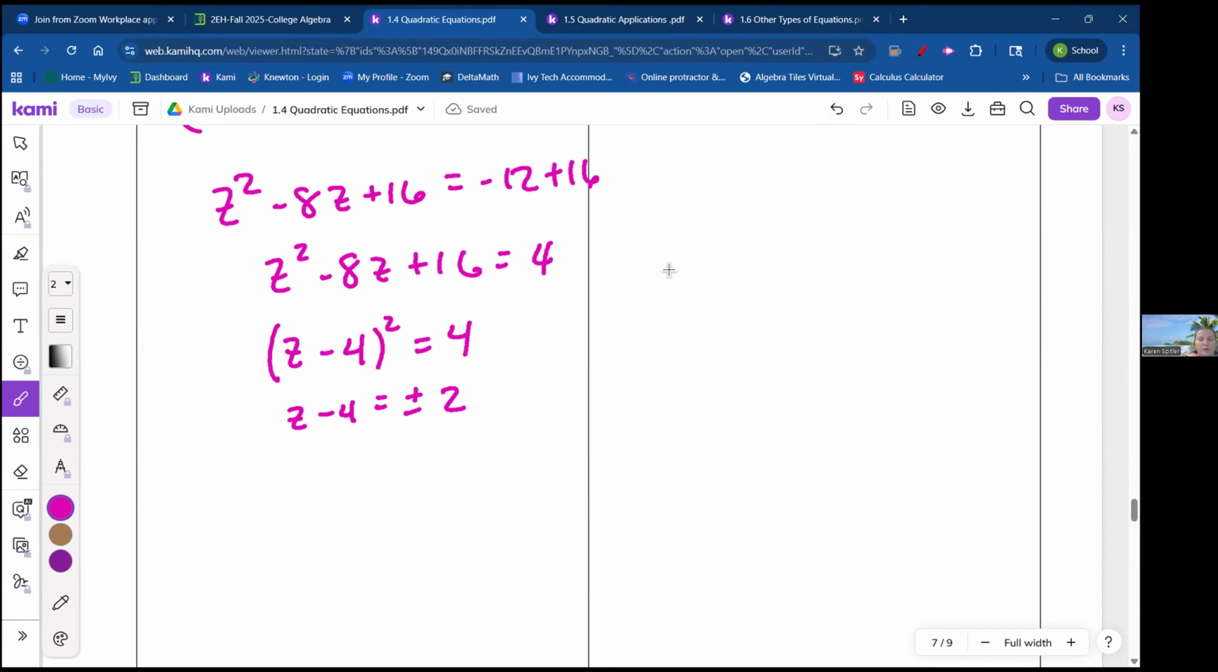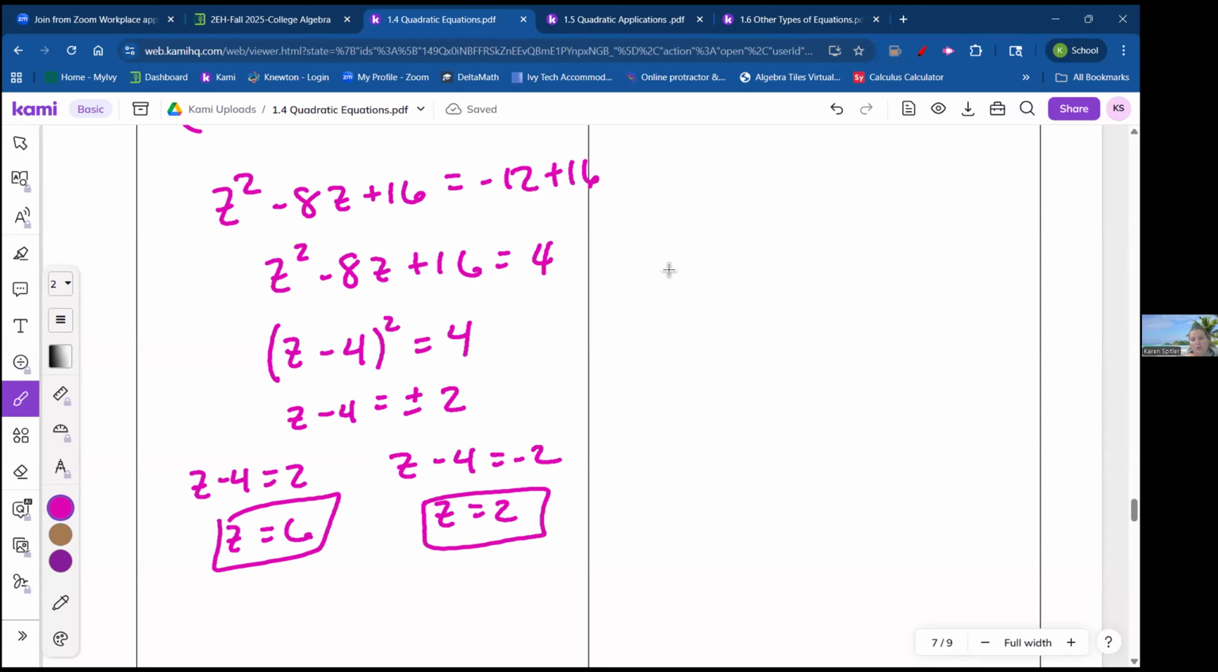So then you've got two problems. Z minus 4 is equal to 2, and z minus 4 is equal to negative 2. So z is equal to 6, and z is equal to 2. So you've got 6 and 2. Questions on that problem?